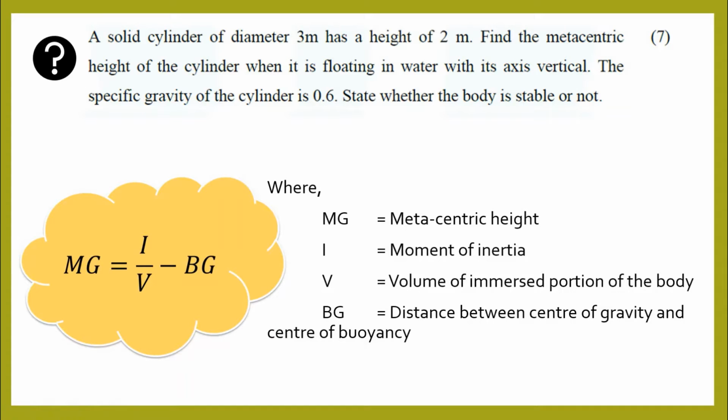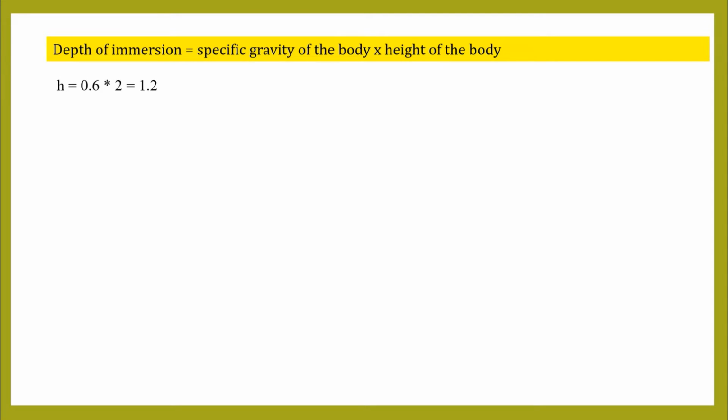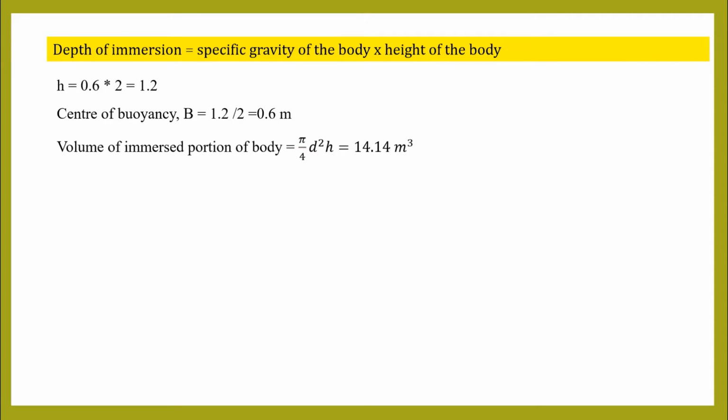The equation for calculating metacentric height is I by V minus Bg. And depth of immersion can be calculated by multiplying specific gravity of the body and height of the body. So here specific gravity is 0.6 and height is 2. So depth of immersion is 1.2. Now center of buoyancy will act at the center of the depth of immersion, that is at a height of 0.6 meters from the base. So volume of the immersed portion of the body is pi by 4 into d square into h, where d is 3 meter and h is 1.2.